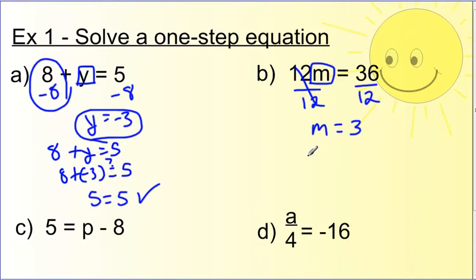And if we really wanted to, we could double check our work. 12 times, plug it in. We said m is 3. Does that equal 36? And the answer is yepers, because 12 times 3 is 36. Oopsie. It works.